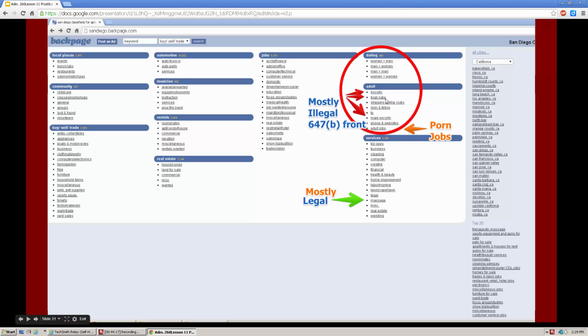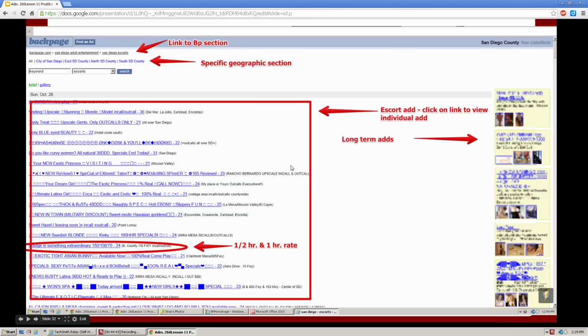This is the massage section here. Now, there's a lot different. You look down here, there are services under massage, but these are mostly legal. These are true, certified massage therapists that are advertising their service. Some of this stuff up here will filter down here, but for the most part, this is legal. This, for the most part, is prostitution related.